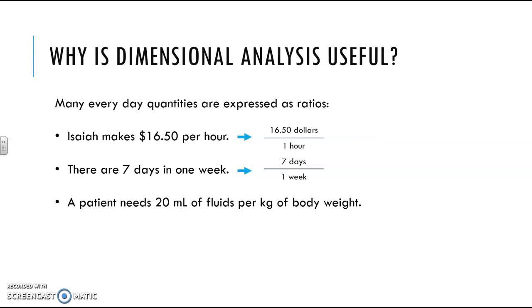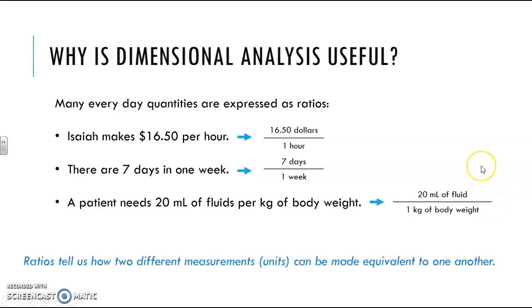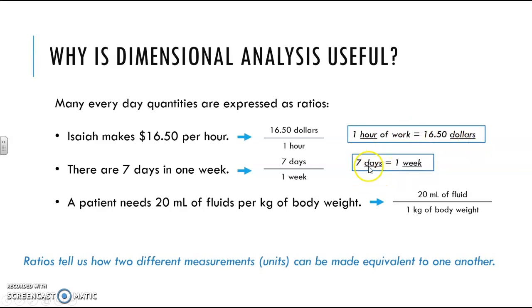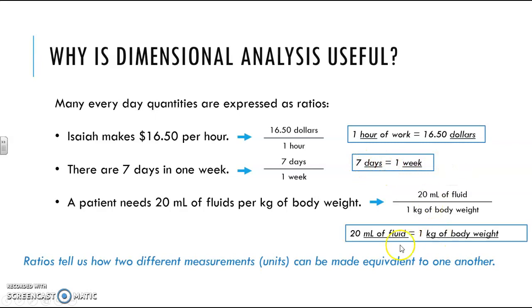In the medical field, you often talk about ratios. So a patient needs 20 milliliters of fluid per kilogram of body weight. So we can also write that as a fraction here. So ratios really tell us how two different measurements, units, can be made equivalent to each other. So 1 hour of work is equivalent to $16.50 for Isaiah. 7 days is equivalent to 1 week. Or 20 milliliters of fluid is equivalent to 1 kilogram of body weight.